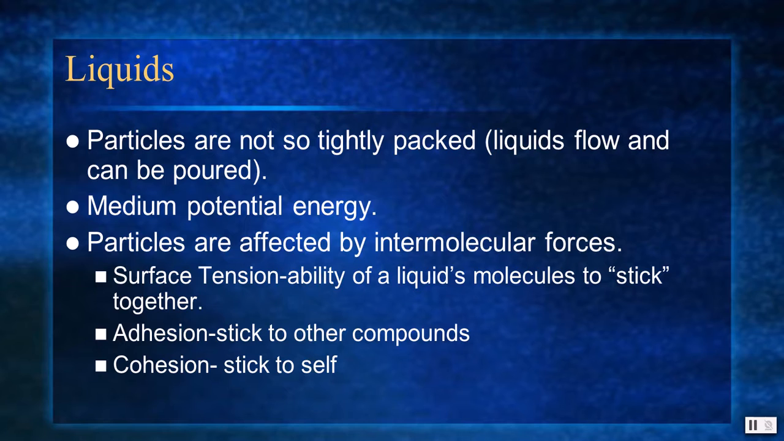Adhesion, on the other hand, is when it sticks to other compounds. That would be like when you are measuring water in a graduated cylinder and it's kind of coming up the sides of the cylinder, it's sticking to the sides of the cylinder. And then cohesion is when it sticks to itself, which is basically another way to say surface tension.